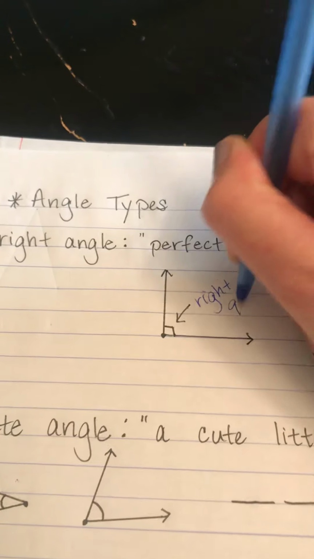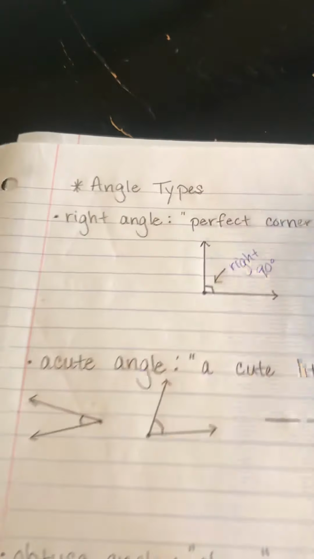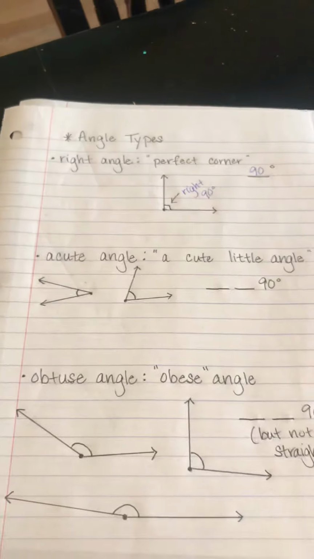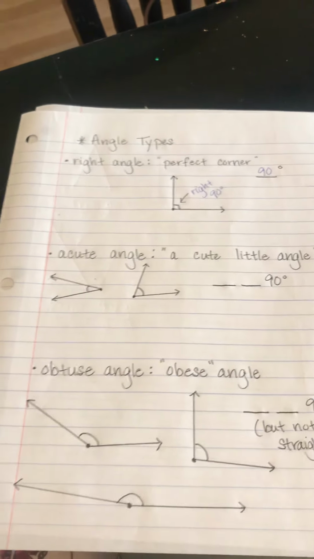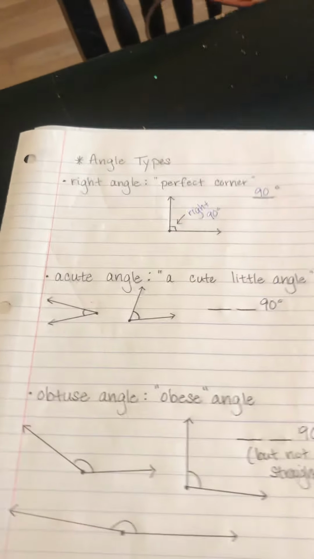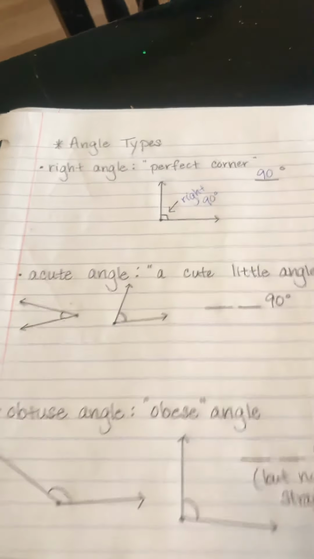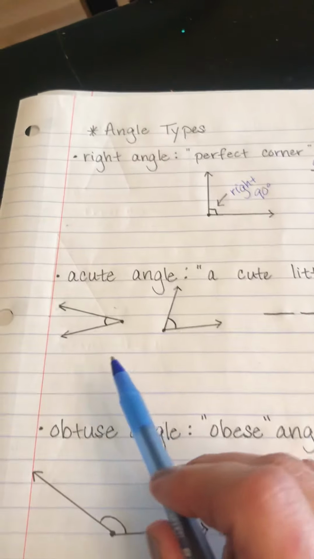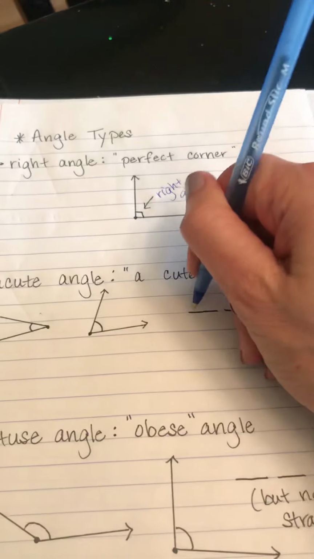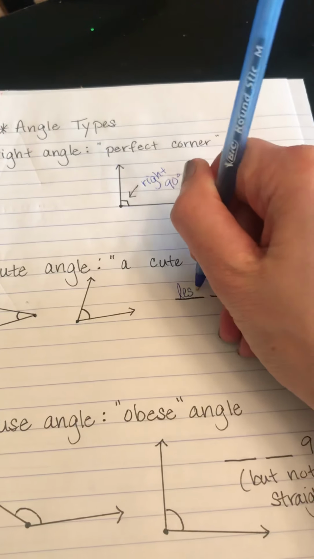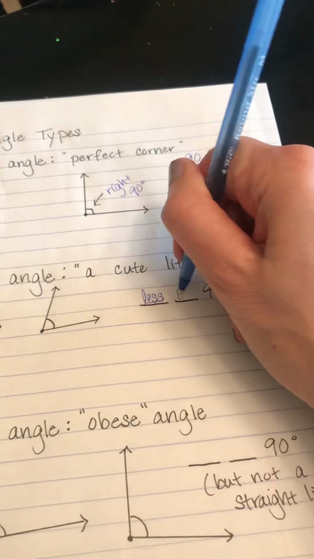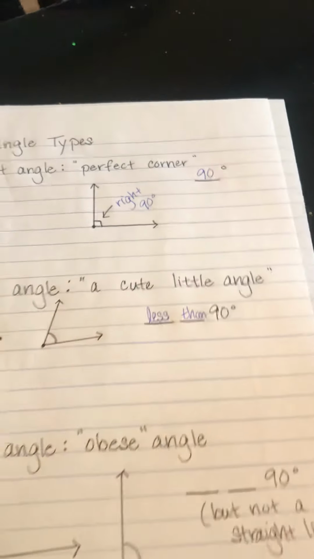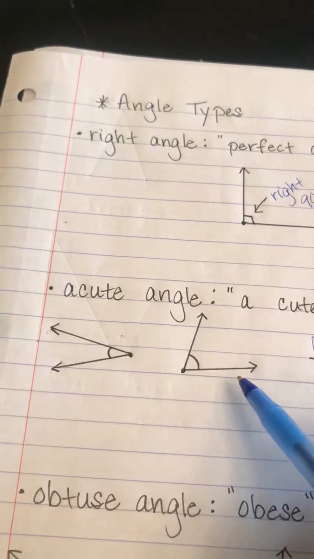Okay? And that means it is 90 degrees automatically. Okay? So our second type is called an acute angle. I like to say this is a cute little angle. He's just adorable. He's so cute. So you can see these are less than 90 degrees. Okay? So they're smaller than the perfect corner.